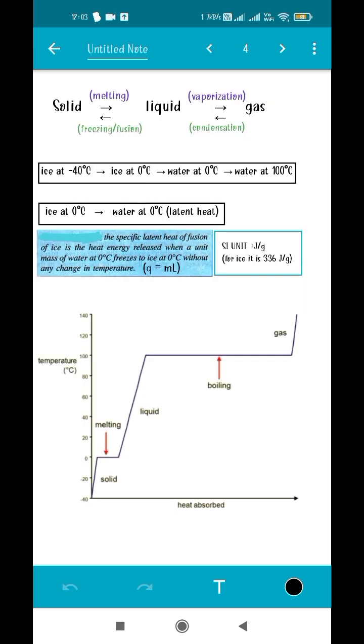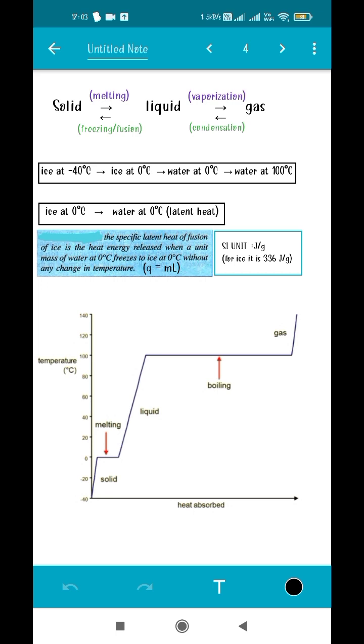Now let's talk about change of state or change of phase. So these terms are known to you already. When solid changes into liquid, it is called melting, and when liquid changes into gas, it is known as vaporization. When gas changes into liquid, it is called condensation, and when liquid changes into solid, it is called freezing or fusion. And you also know that the freezing point and the melting point of ice and water is 0 degrees Celsius, and the boiling point of water is 100 degrees Celsius.